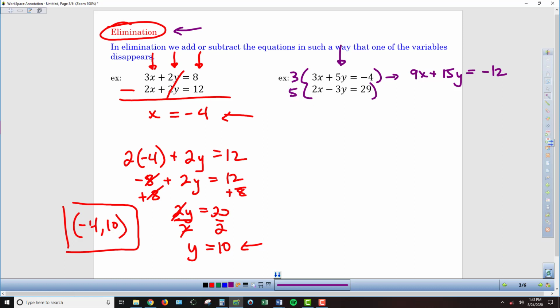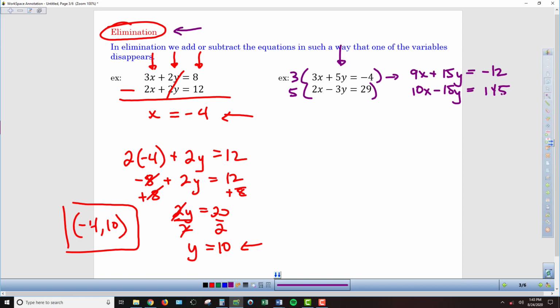So 5 times 2x is 10x, and then I get 5 times negative 3y is negative 15y, and then finally 5 times 29, well 5 times 30 would be 150, so 5 times 29 is 1 less 5, so it's going to be 145. And so now I'm in a spot where I've got the same number, even though they're different by a positive or negative sign, in front of the y.